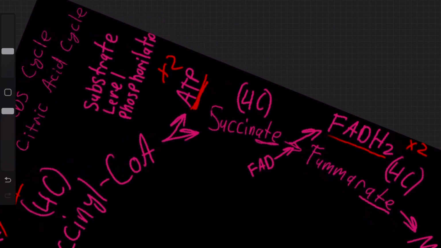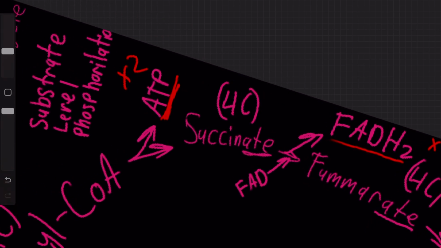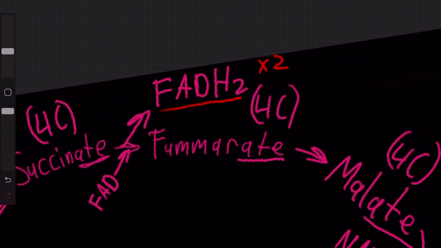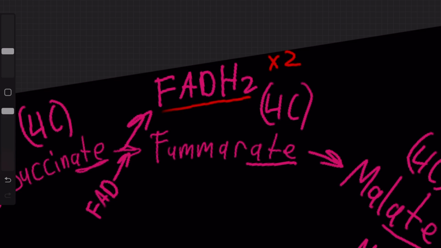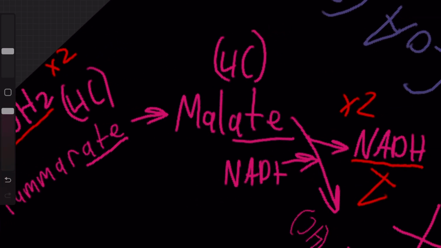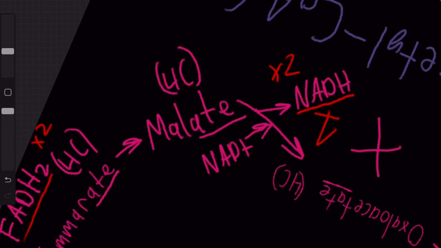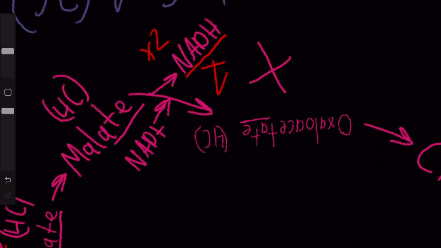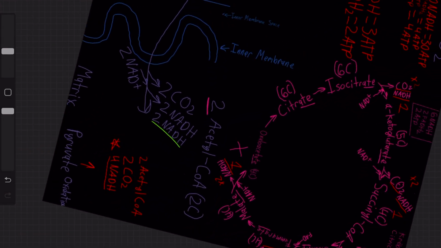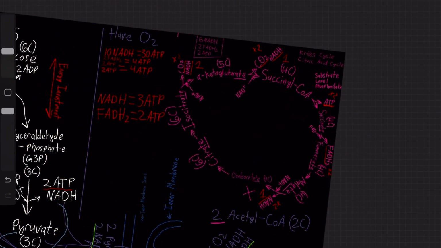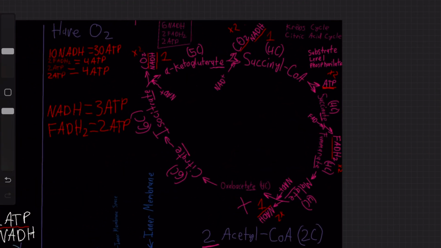After that, it's sent to succinate, which gained an ATP, and it's still a 4-carbon molecule. From succinate, it goes to fumarate, which is another 4-carbon molecule, but it gains an FADH2. From fumarate, it goes to malate, another 4-carbon molecule. Nothing happens between that. From malate all the way to oxaloacetate, it gains an NADH. And this cycle happens twice because we have 2 acetyl coenzyme A's.